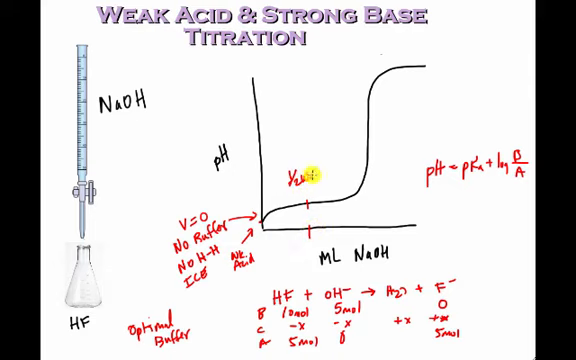Halfway point. And this is where you have an optimal buffer. And at this point here, you have the pH is equal to pKa. Remember we talked about that before. pH is equal to pKa. That happens right here at this point, at that halfway point.